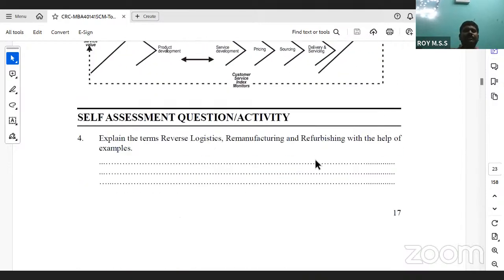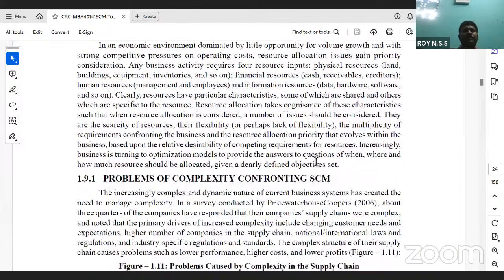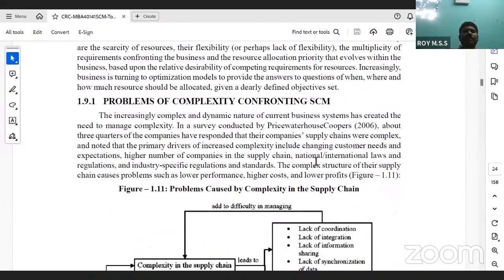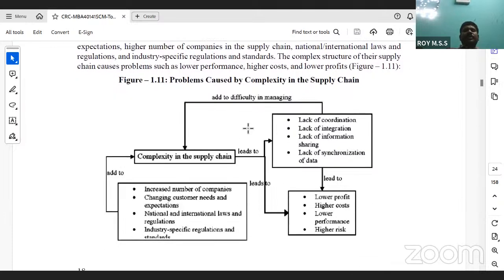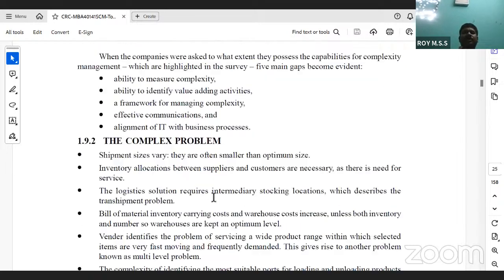These are the linkages and problems of complexity confronting SCM. There will be different problems. Difficulty in managing, lack of coordination, all the things lead to lower profit. Complexity, increased number of companies, changing customer needs, national and international laws, industry specific, all these things are problems in the supply chain. Of course, it will lead to this. And in the supply chain, you need to control all these aspects as well.